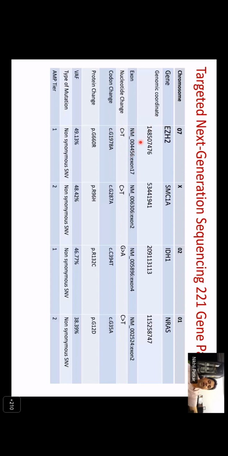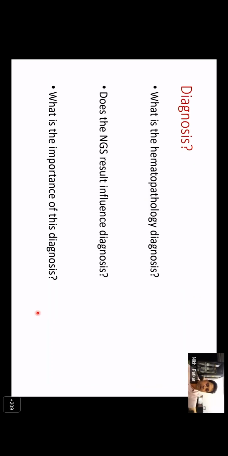So when you talk of that particular gene and you say NM4456 in exon 17, you have a C to T change at the particular base address of 1978, where the G is changed to an E. Again, at the protein level, G changing to A means G changing to R. All right. And these mutations are there. So what is the implication of these findings? So number one, what is the hematologic diagnosis?